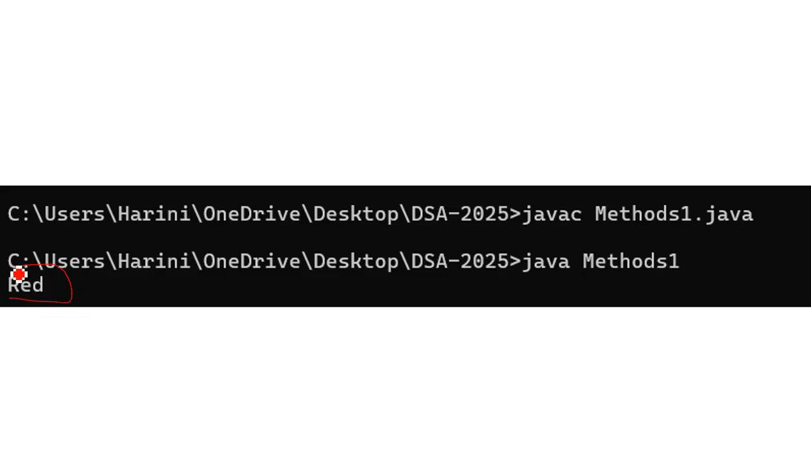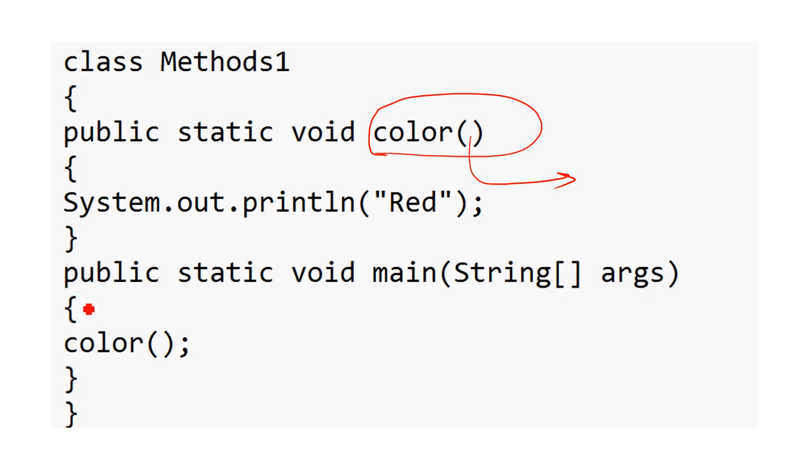See, this has given us red. So why did this give us red? Because we have directly put it in SOP as red. Here I do not have any argument, so I don't need to have any parameters. Let's say if I have one argument here, then I need one parameter here. If I have 2 arguments here, I need 2 parameters here. If I have 0 arguments here, I can have 0 parameters here.